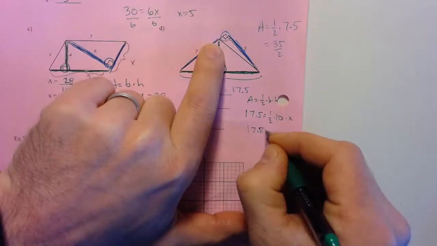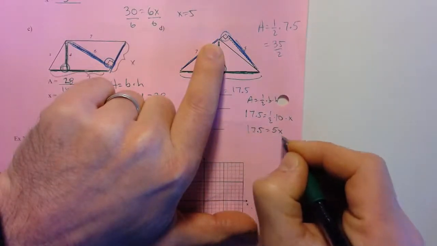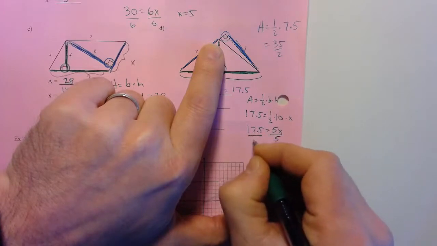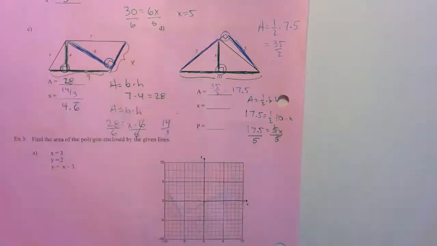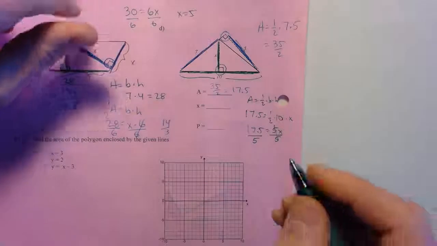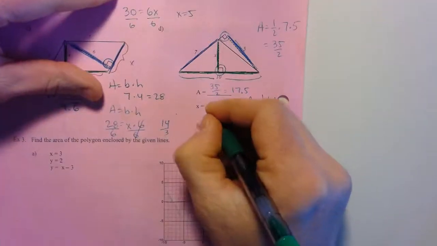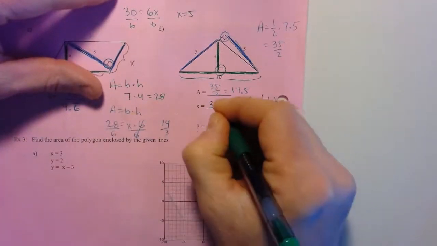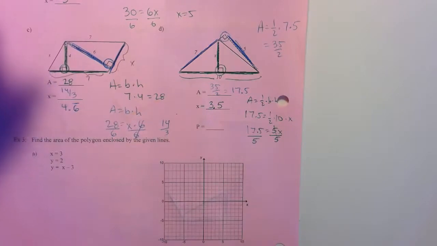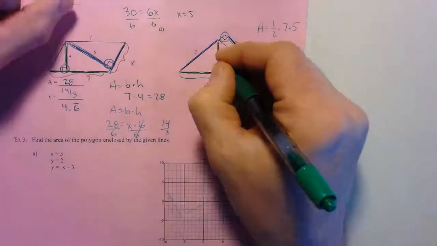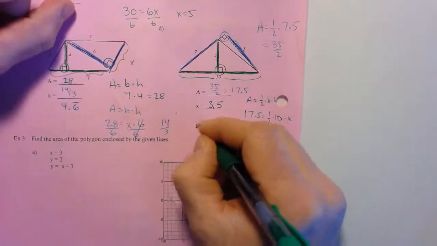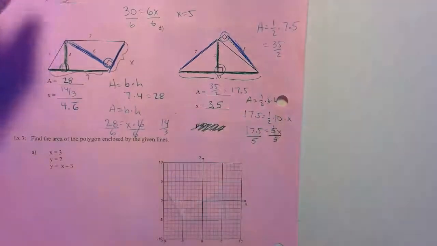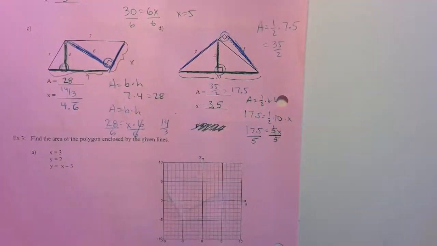I'm going to simplify that. That becomes 5x. I divide by 5. So I do 17.5 divided by 5, and I get 3.5. And we're going to cross out perimeter. We're not doing perimeter there.